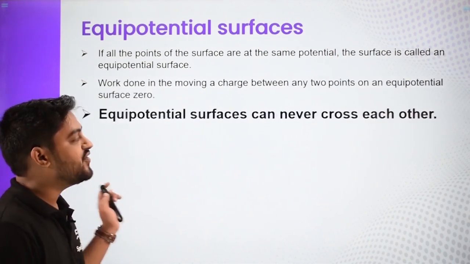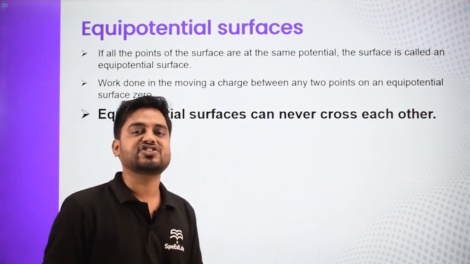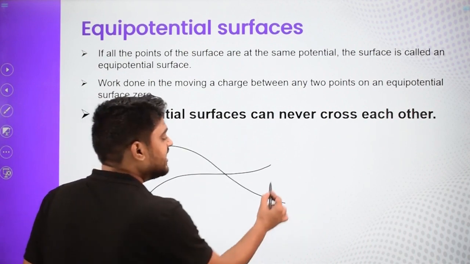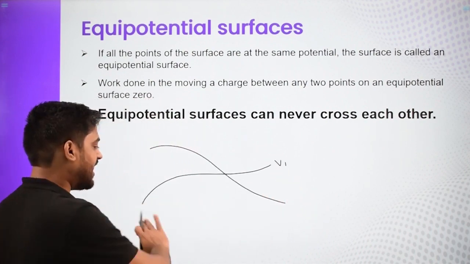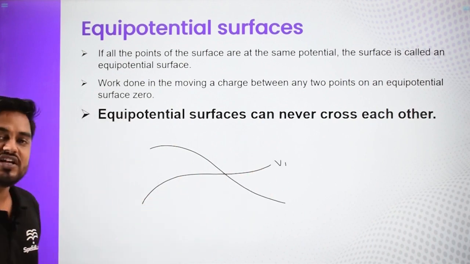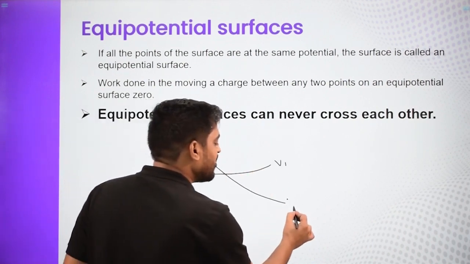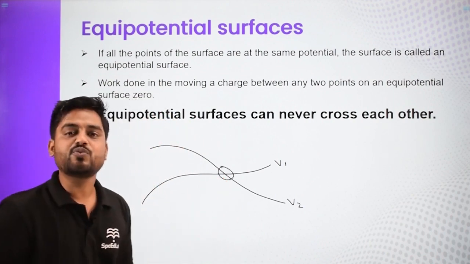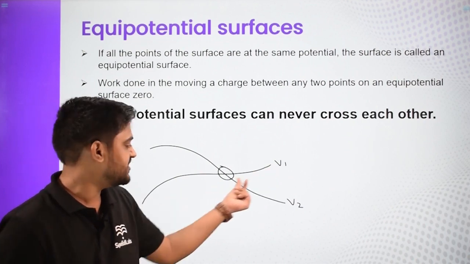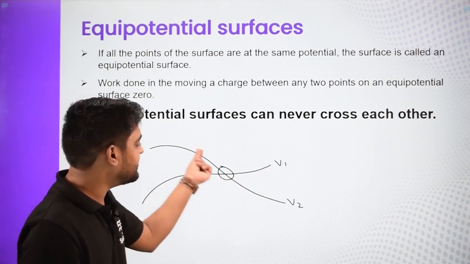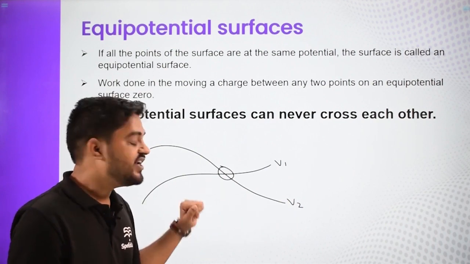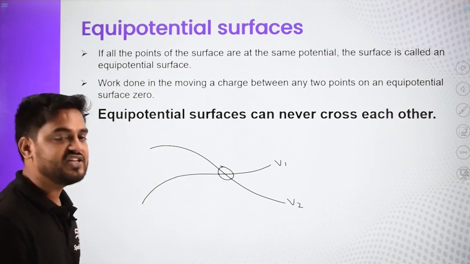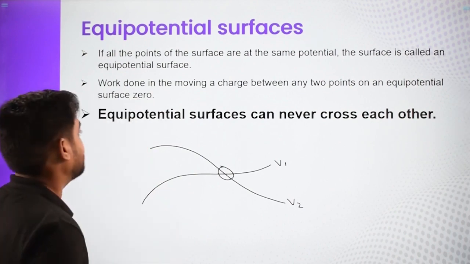Now, equipotential surfaces can never cross each other. If there are 2 equipotential surfaces and they cross at any point, say the potential on one surface is V1 and on the other is V2, then at the intersection point there will be 2 potentials. As per one surface, the potential of this point should be V1; as per the other, it should be V2, and they are not the same. They are different equipotential surfaces. So we can say that 2 equipotential surfaces can never cross each other.